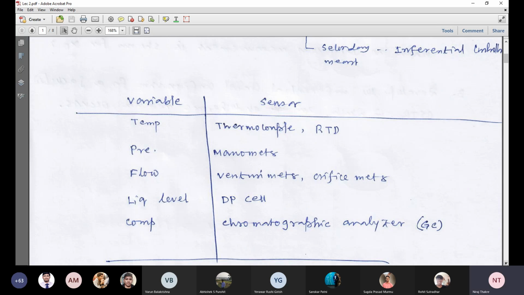For flow measurement, there are several flow meters like Venturi meter, orifice meter, pitot tube.